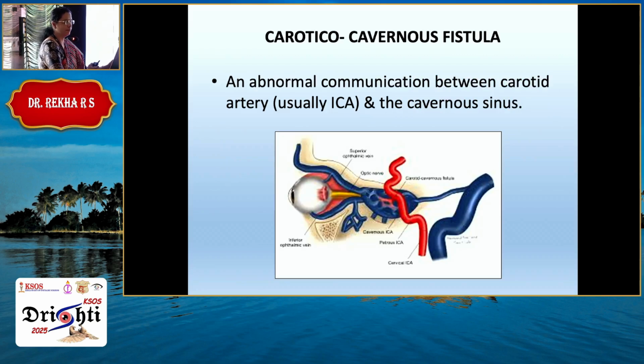So, what's a carotid-cavernous fistula? As you all know, it's an abnormal communication between the carotid artery, usually the internal carotid artery, and the cavernous sinus. Here you can see the cavernous sinus and the intracavernous segment of the internal carotid artery. You can also see the superior ophthalmic vein and the inferior ophthalmic vein draining into the cavernous sinus.